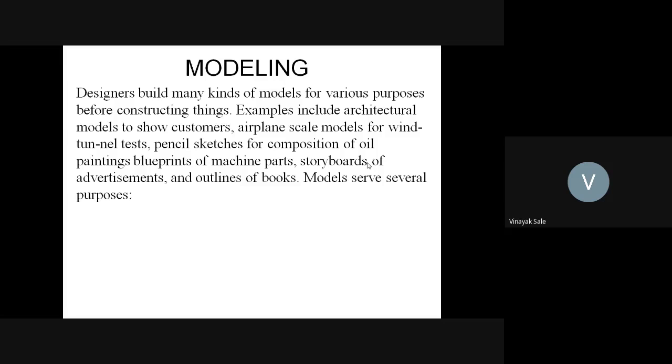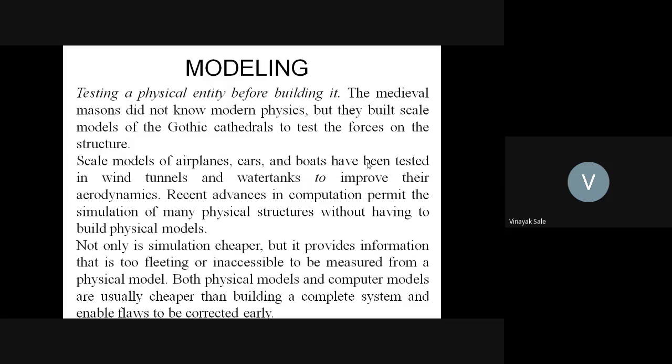Designers build many types of models for various purposes before constructing things. Examples include architectural models to show customers, airplane scale models for wind tunnel tests, pencil sketches for composition of oil paintings, blueprints of machine parts, storyboards of advertisements, and outlines of books. Models serve several purposes. So the first purpose is testing a physical entity before building it.